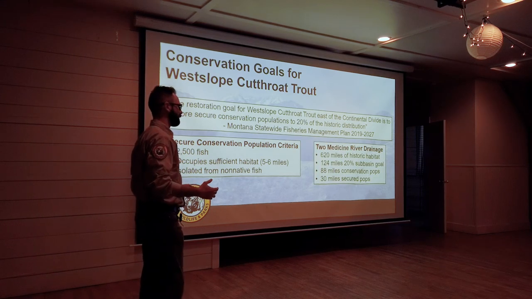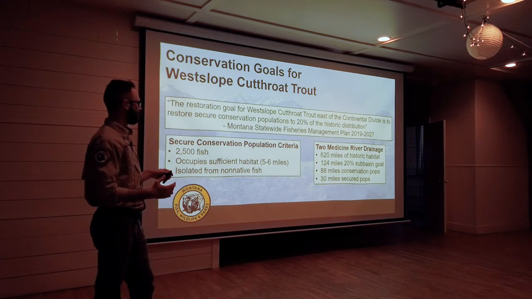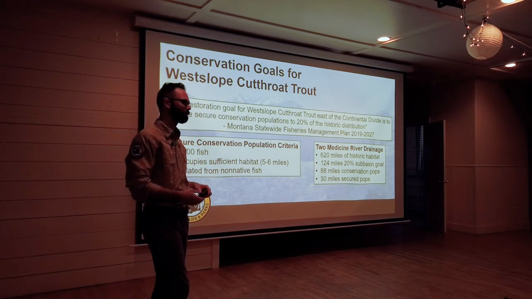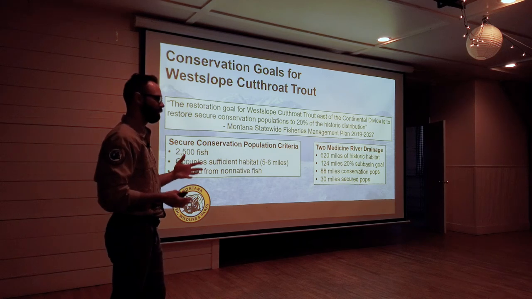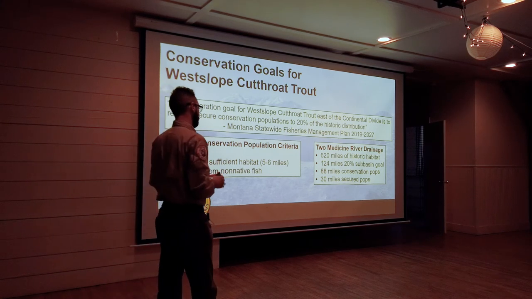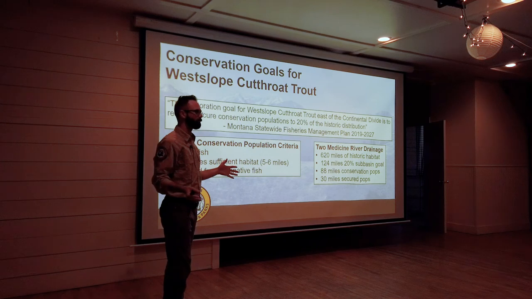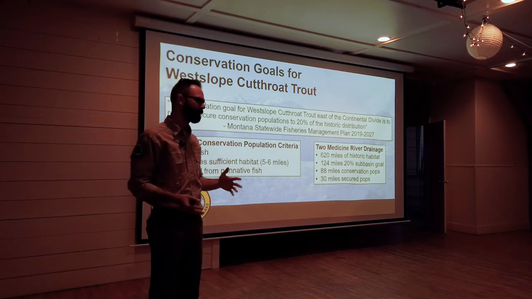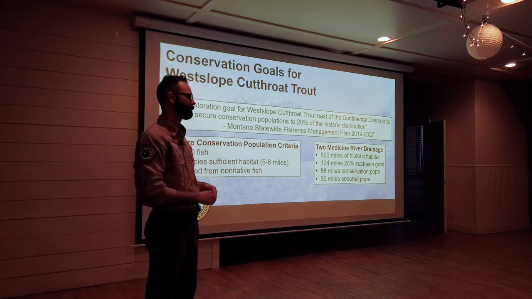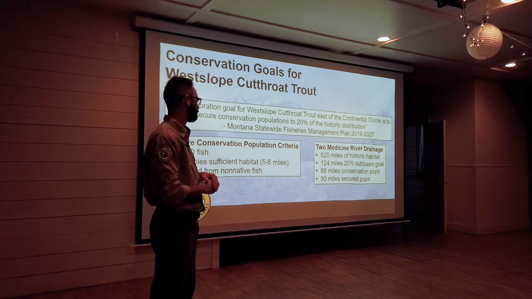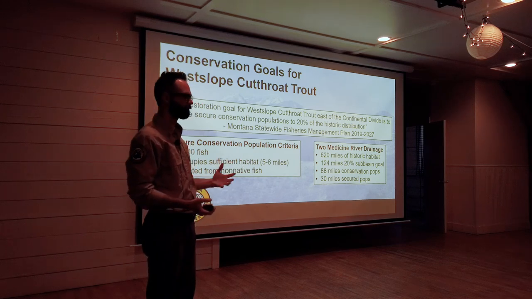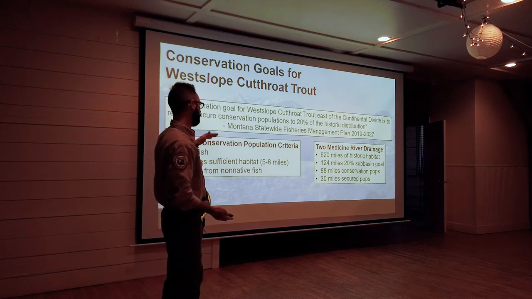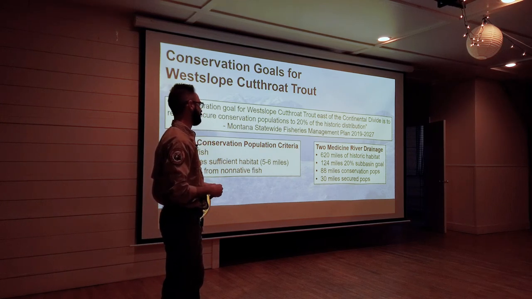So within the Two Medicine River drainage, our estimated historically occupied habitat is around 620 miles. So 20% of that historic mileage would be 124. That would be our sub-basin goal. Currently we are pretty sure we have about 88 miles of conservation populations that we have identified in the Two Medicine River drainage, and of those 88, probably only 30 are considered secured. So we have a long way to go to reach our goals within the Two Medicine River drainage.